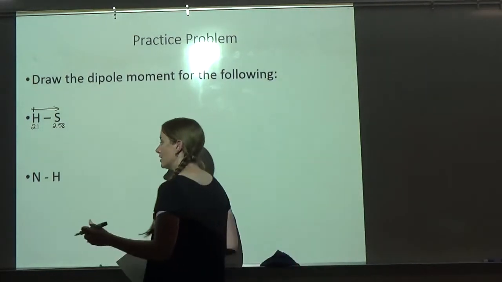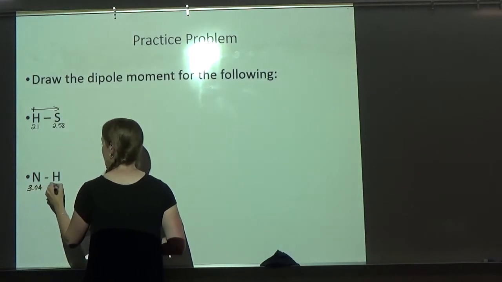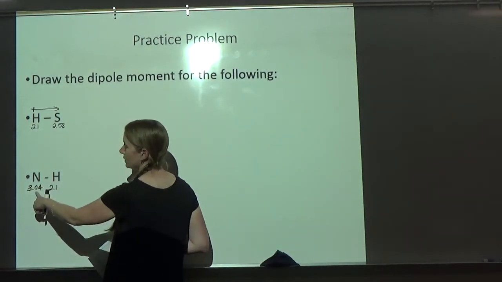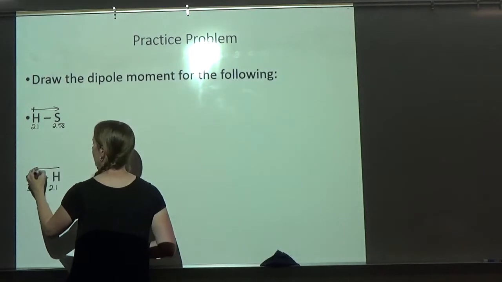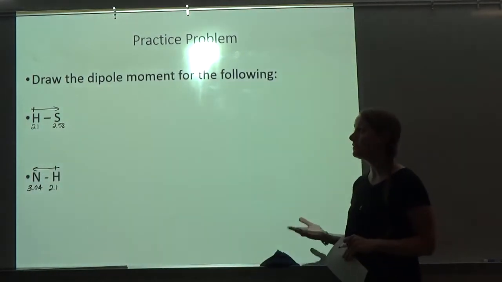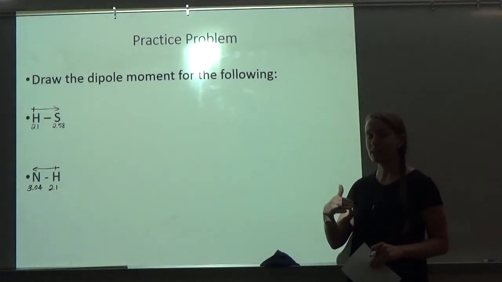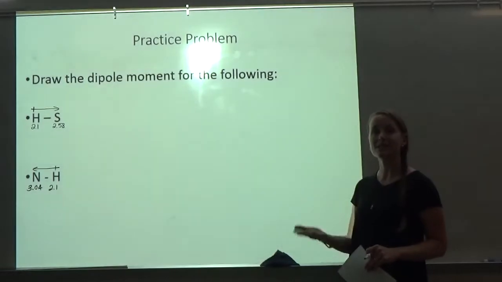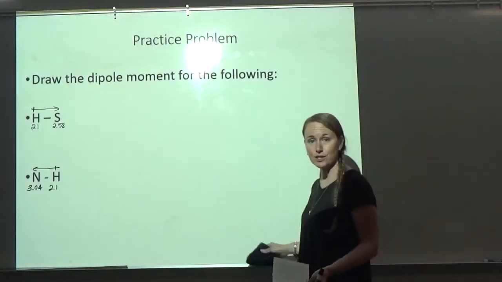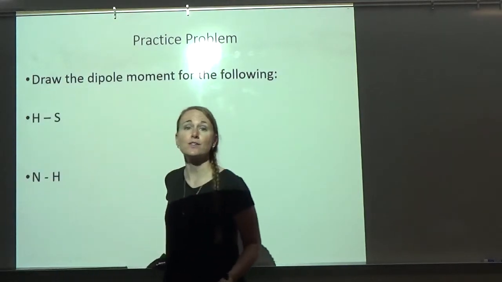Here, N is 3.04, H is 2.1, so since N has the greater electronegativity, my dipole moment would point towards N. So like I said, y'all, it's very important if you draw an actual molecule, every bond would need a dipole moment so that then you can see if they cancel out or add together in one direction. Just like I showed you in the water example.